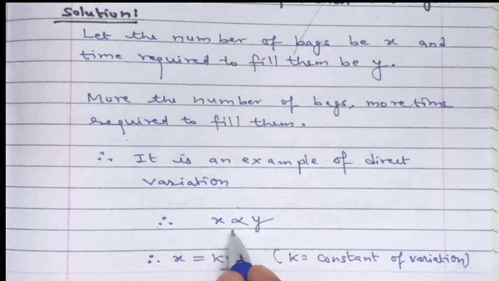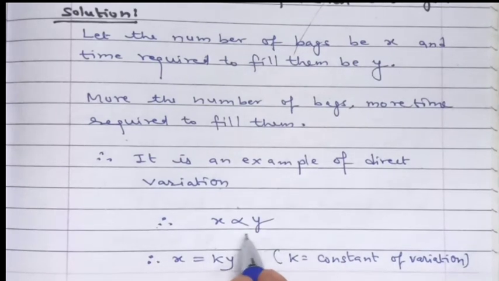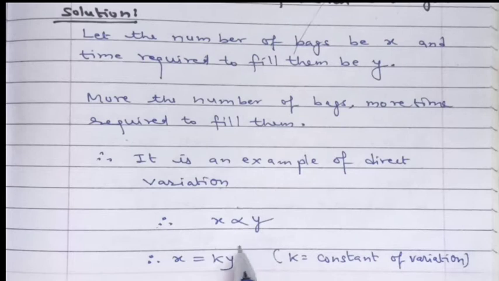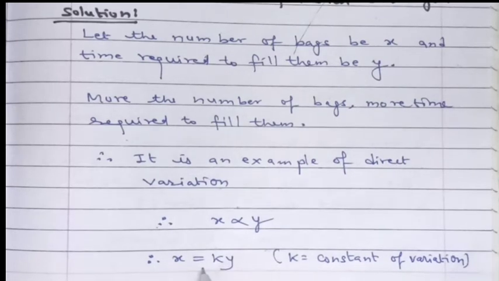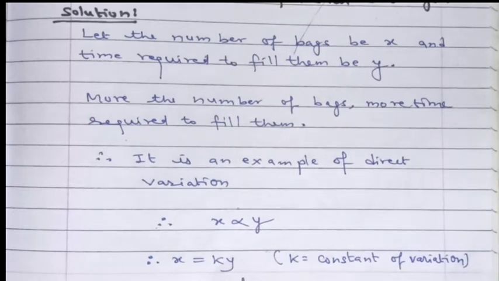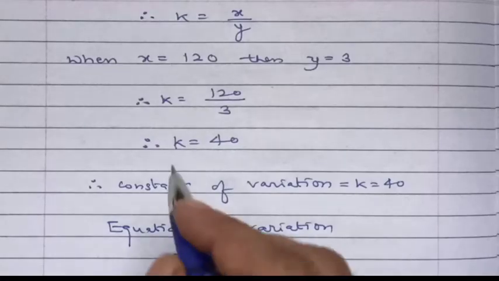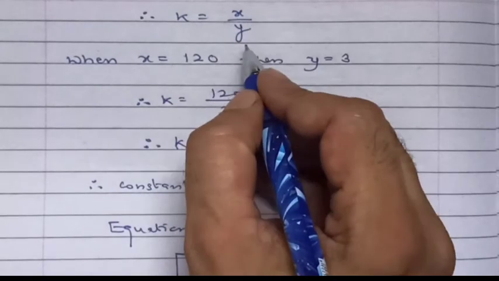Therefore x is proportional to y. X is directly proportional to y. X varies as y. Therefore x is equal to k into y. Please refer to the video of practice set 7.1. Therefore k is the constant of variation. Therefore k is equal to x upon y.